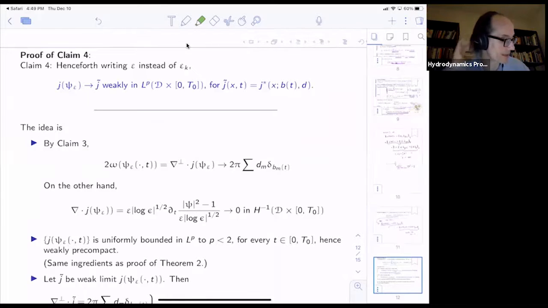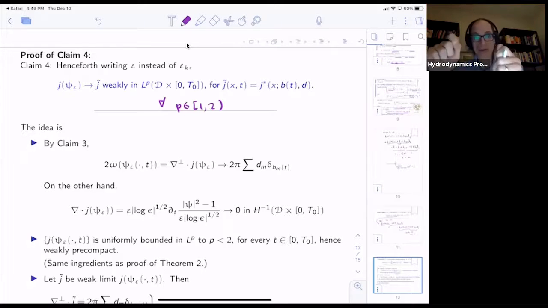I didn't say this, did I? So for any p less than 2, we have weak limits, and those weak limits are exactly what they should be. So once I find the limiting vortex paths, the weak limits are the currents associated with those vortex points.